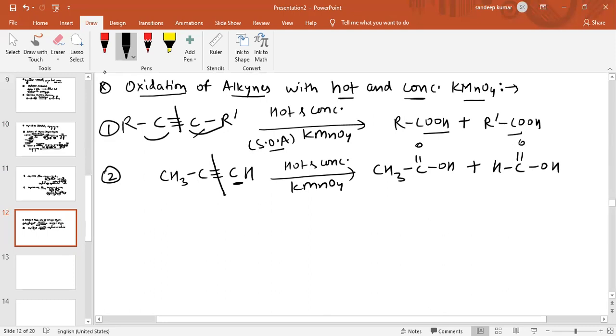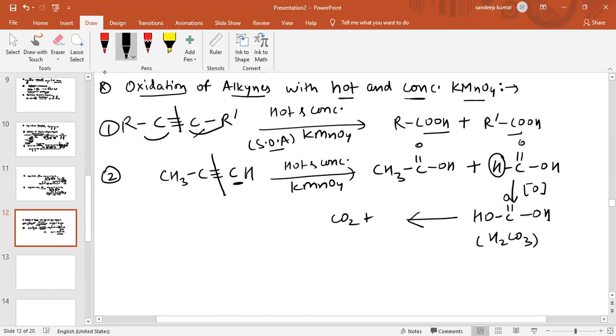There is further oxidation possible. Why? Because H is attached to the C double bond O. So it will convert into OH, C double bond O, OH. This is basically carbonic acid, and carbonic acid always breaks into CO2 plus water. So this is the final product obtained.